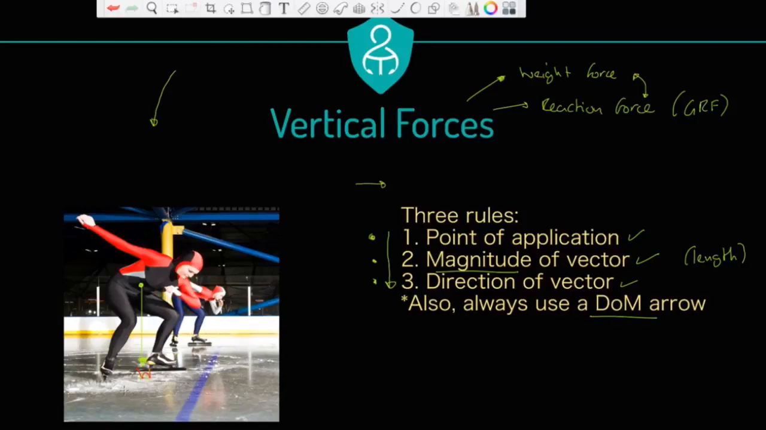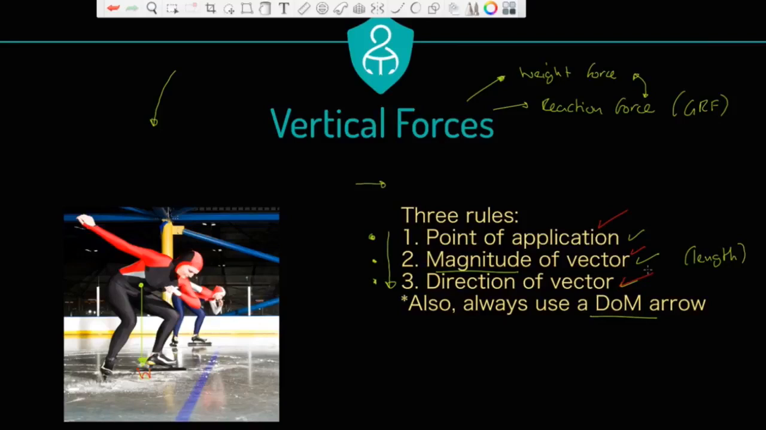Now, what have I done there? I've got my point of application correct from the center of mass. The magnitude of my vector is down approximately to the level of the floor, in this case the ice. That is correct. Just a little technique here. If you're doing the weight of a human being, a broadly accepted biomechanical principle is it goes down to approximately the floor, very rarely beyond the floor unless they're carrying an extra weight. And finally, the direction of the vector is towards the center of the earth.